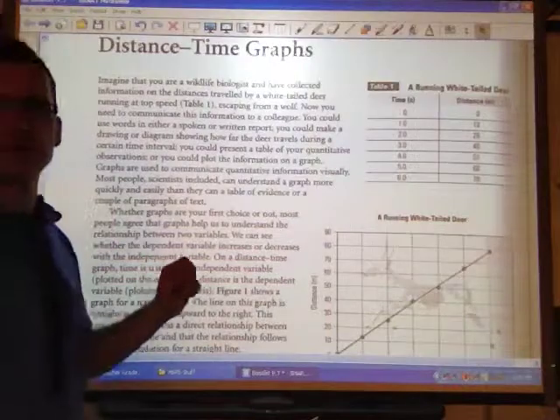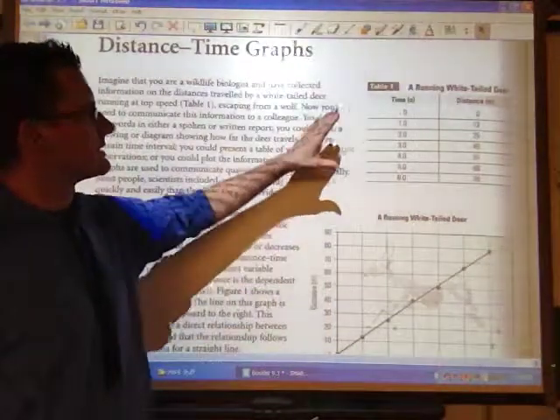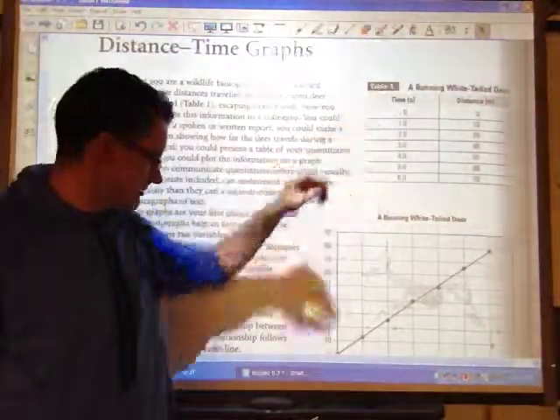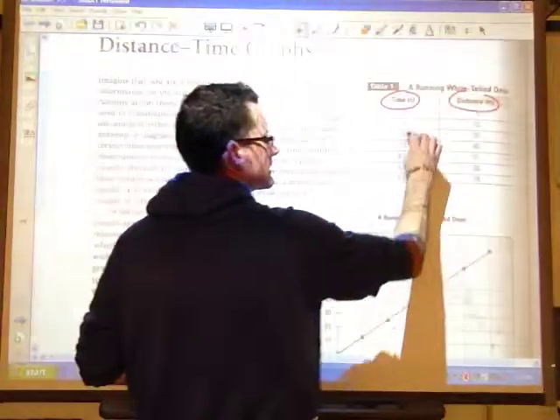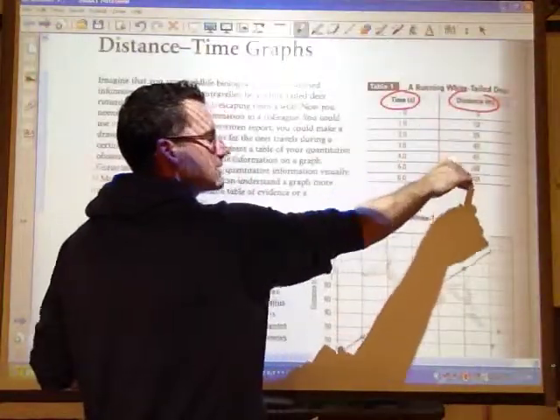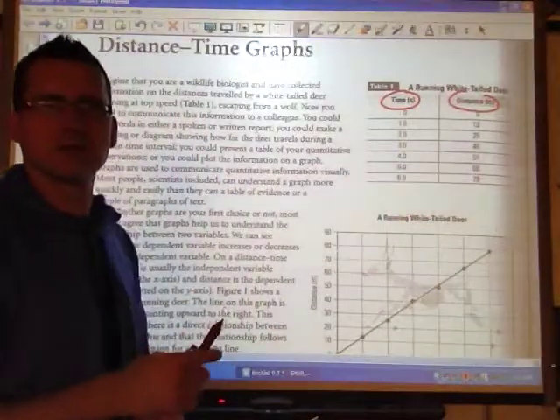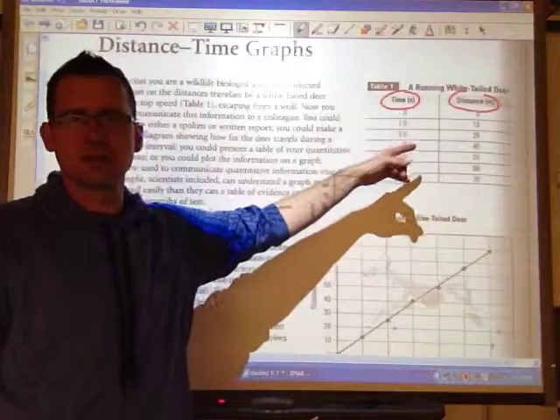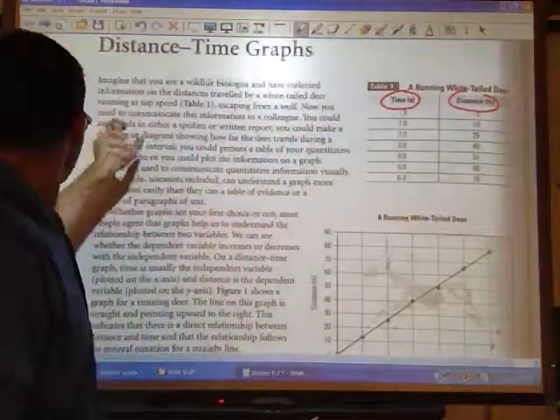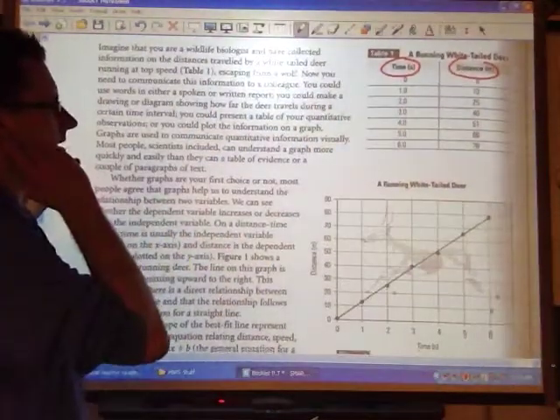So recall in the first assignment that if we have a data table, time and distance here, as time passes and as distance increases, that means the object is moving. In this case, it's a deer. As time passes, the deer is moving, so the deer is going a certain speed. So a data table will tell us that.